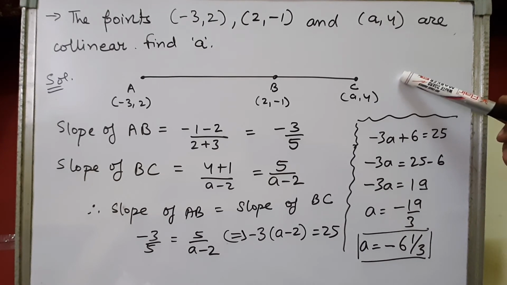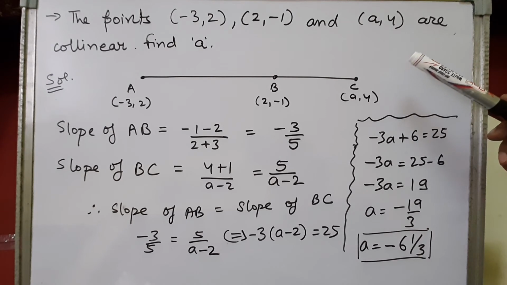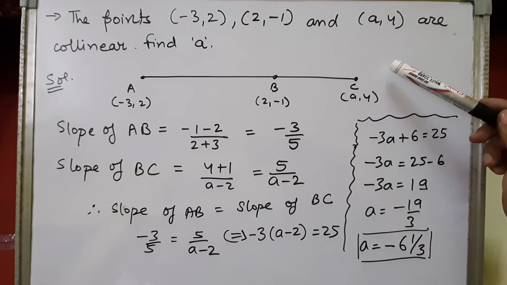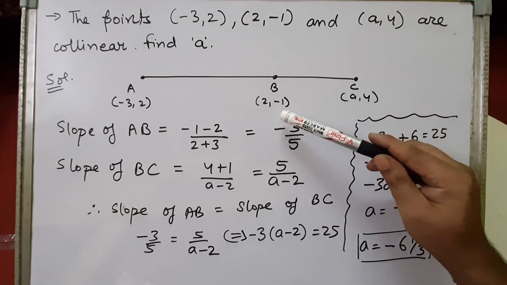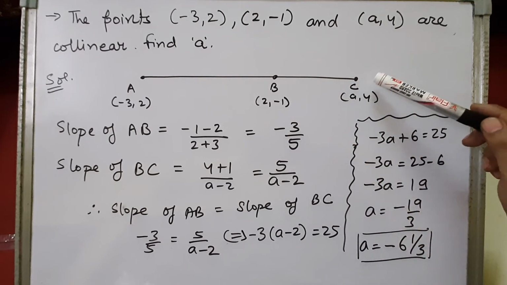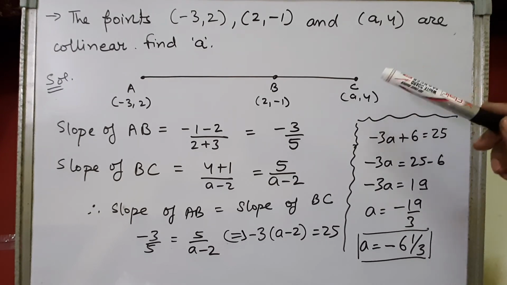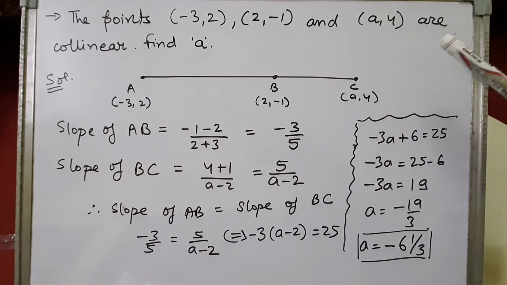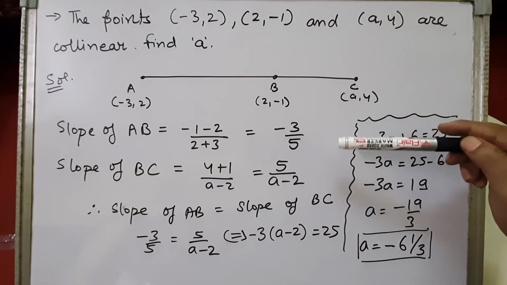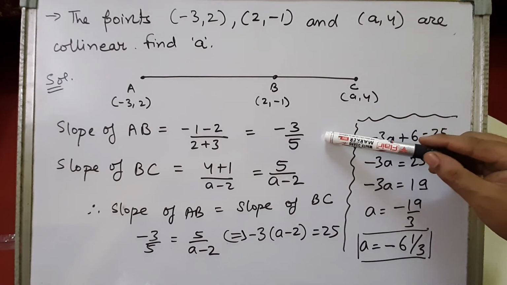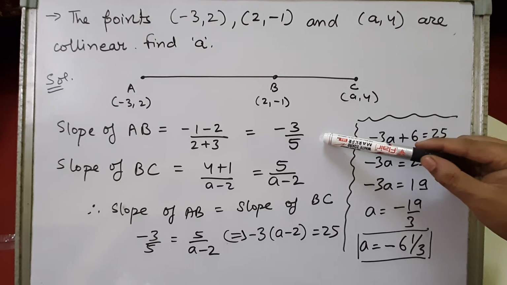Okay. So for using slope, we need to calculate the value of A using the slope formula. If the points are on the same line, that means the slope of the line will be the same. That means if we calculate the slope of AB and the slope of BC, because A, B, C are on the same straight line, the slope of AB and the slope of BC will be the same because AB and BC are parts of that same line, right? So using that concept, we are going to apply the slope formula. Let's calculate the slope of AB first.